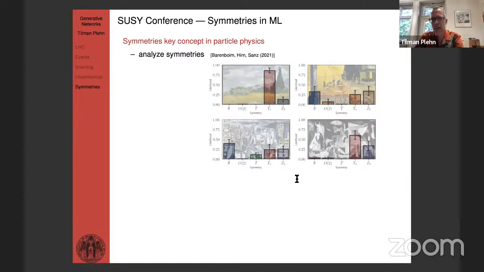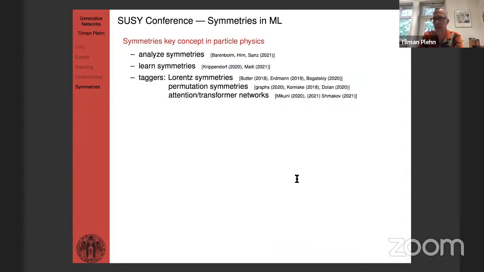Symmetries are a key concept in particle physics. Here are some results from Veronica Sanz and Gabriele Marmon, who are particle physicists but are also into art, and they analyze the symmetry structure of paintings. This is Monet versus Picasso. You find certain symmetry structures, like translation symmetries, discrete symmetries, and Z2 symmetry in the paintings. There are lots of papers where people have thought about symmetries, and some of them Mihoko already mentioned, like permutation symmetries. These were the great graph networks, and then recently attention transformer networks.